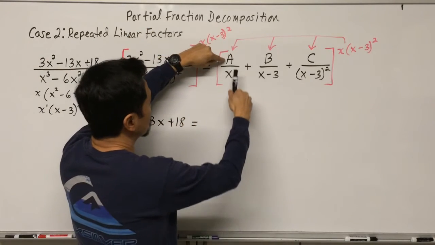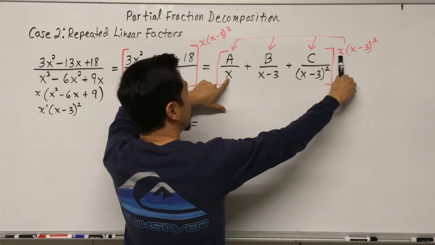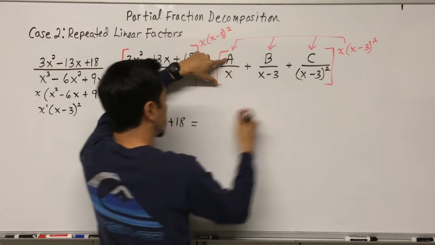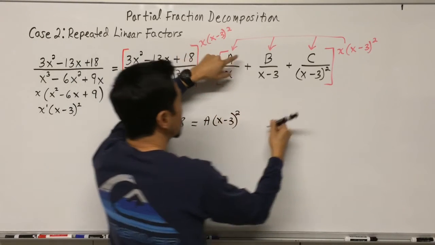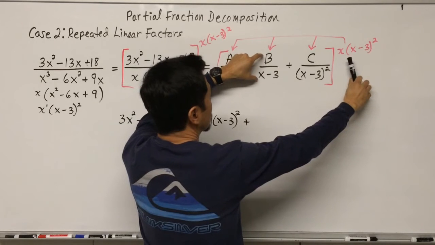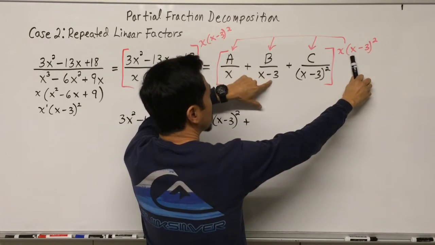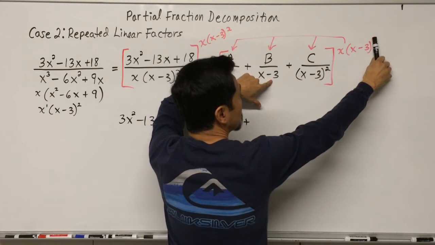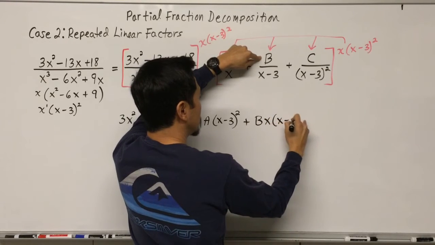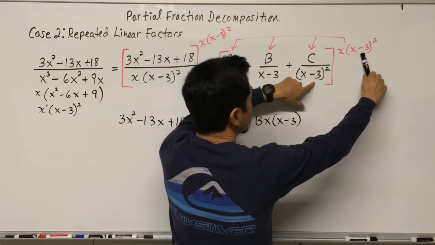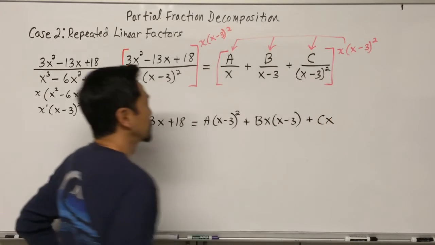Okay? So if you take a over x and times that in red, the x's will cancel, and you'll be left with a times the quantity (x minus 3) squared. Then this fraction times this in red. One factor of x minus 3 will cancel with one on top. So now you'll be left with b times (x minus 3). And then here, these (x minus 3) squareds will cancel, and I'm going to be left with cx. Okay?